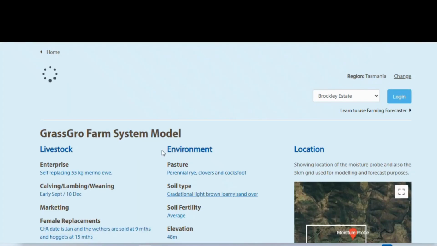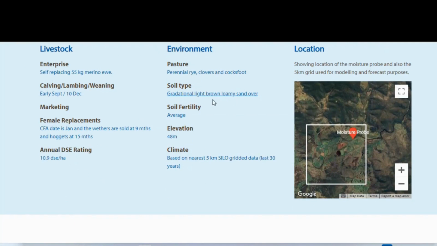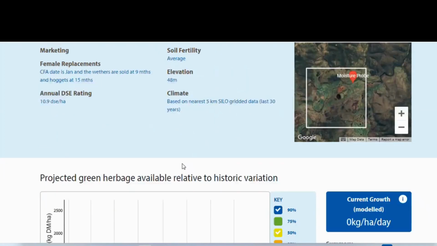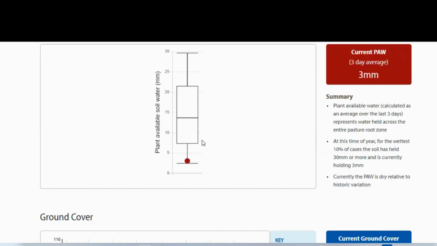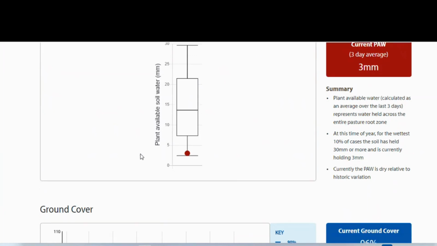You click on more pasture data, you get some explanation of the sort of system that's been modelled. That's where the probe is. That's the 5 kilometre square grid of data that's been used to generate that pasture forecast. We've seen that before. This is the plant available moisture that the model is seeing. So what that's saying at present over the last 30 years for these particular dates, and this is a 3-day average at the end of February, it is very dry compared to historically at that site. It's almost as dry as it's ever been down there at present.